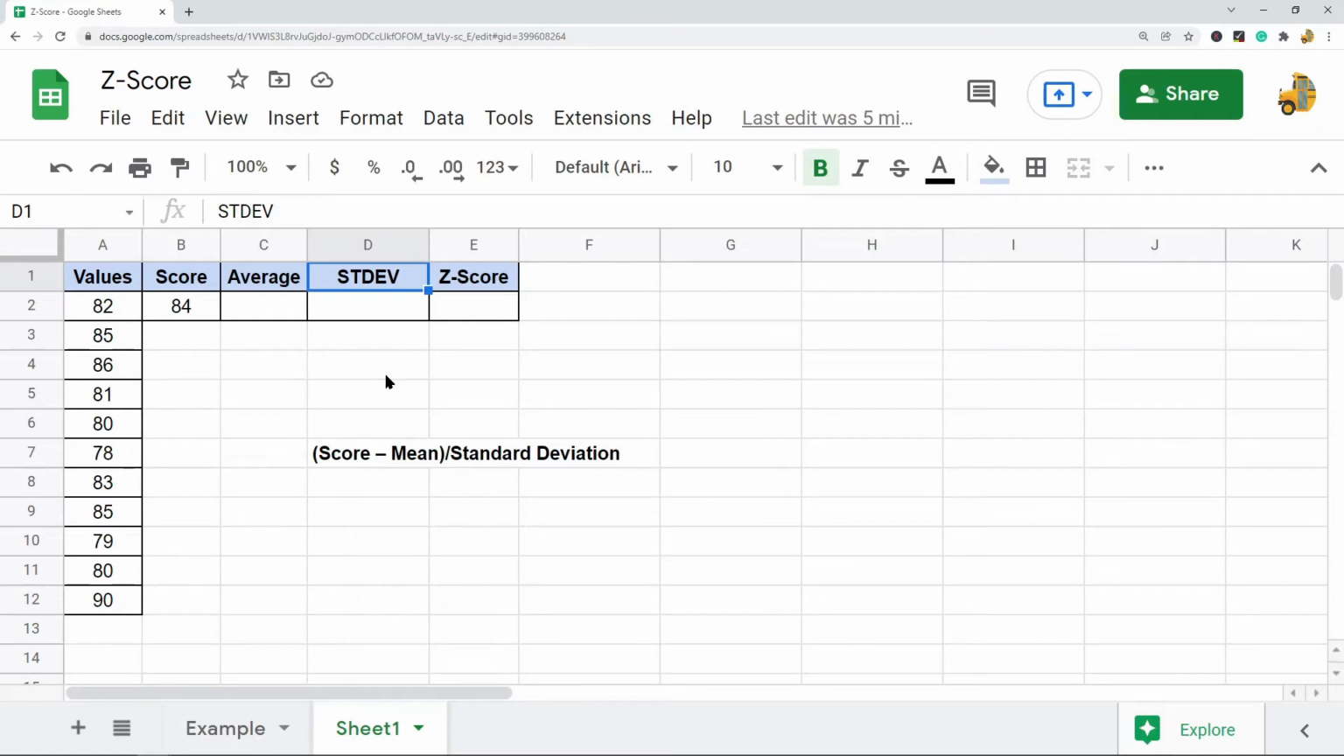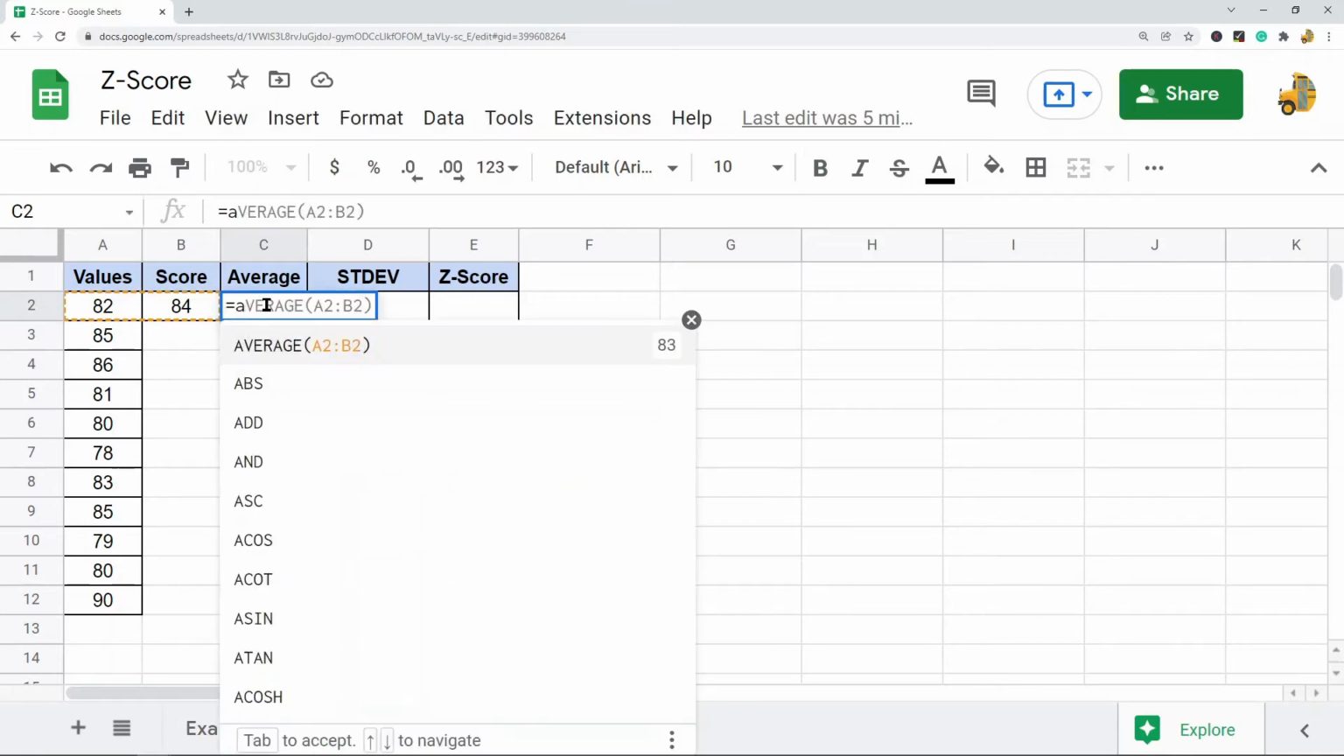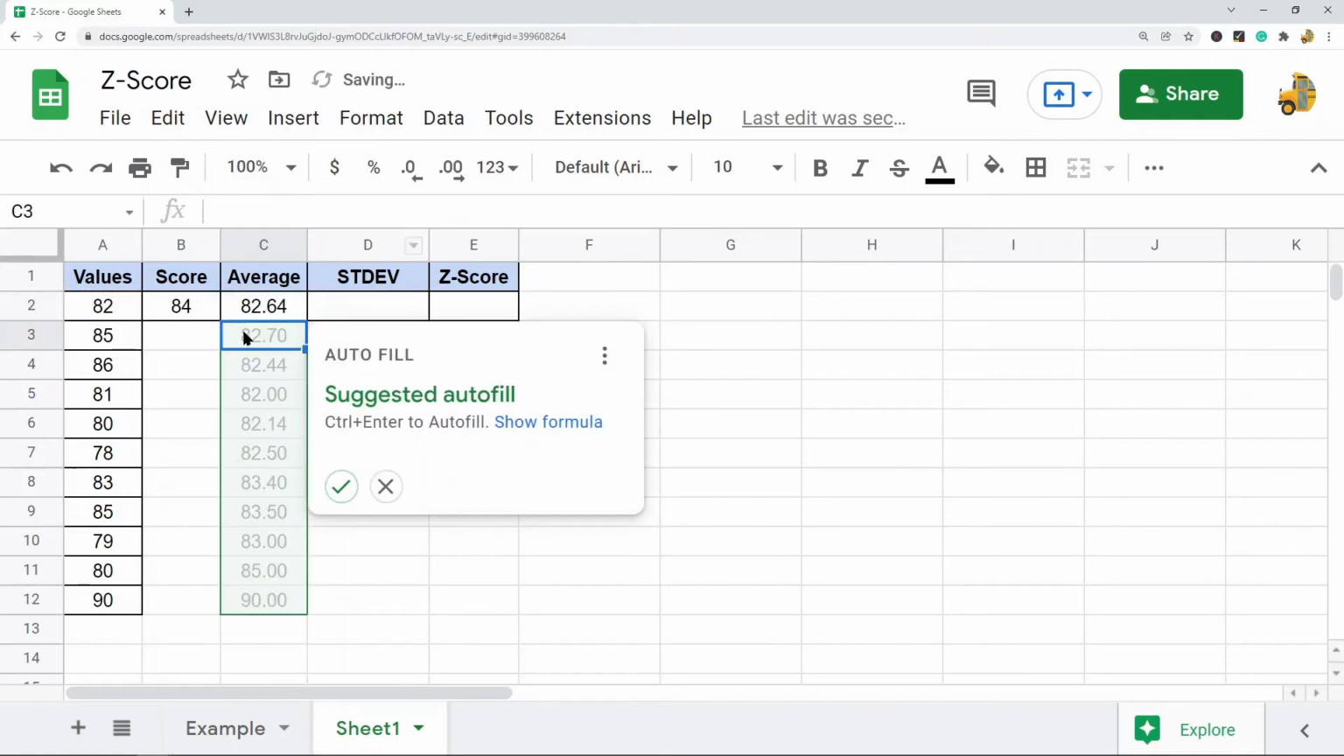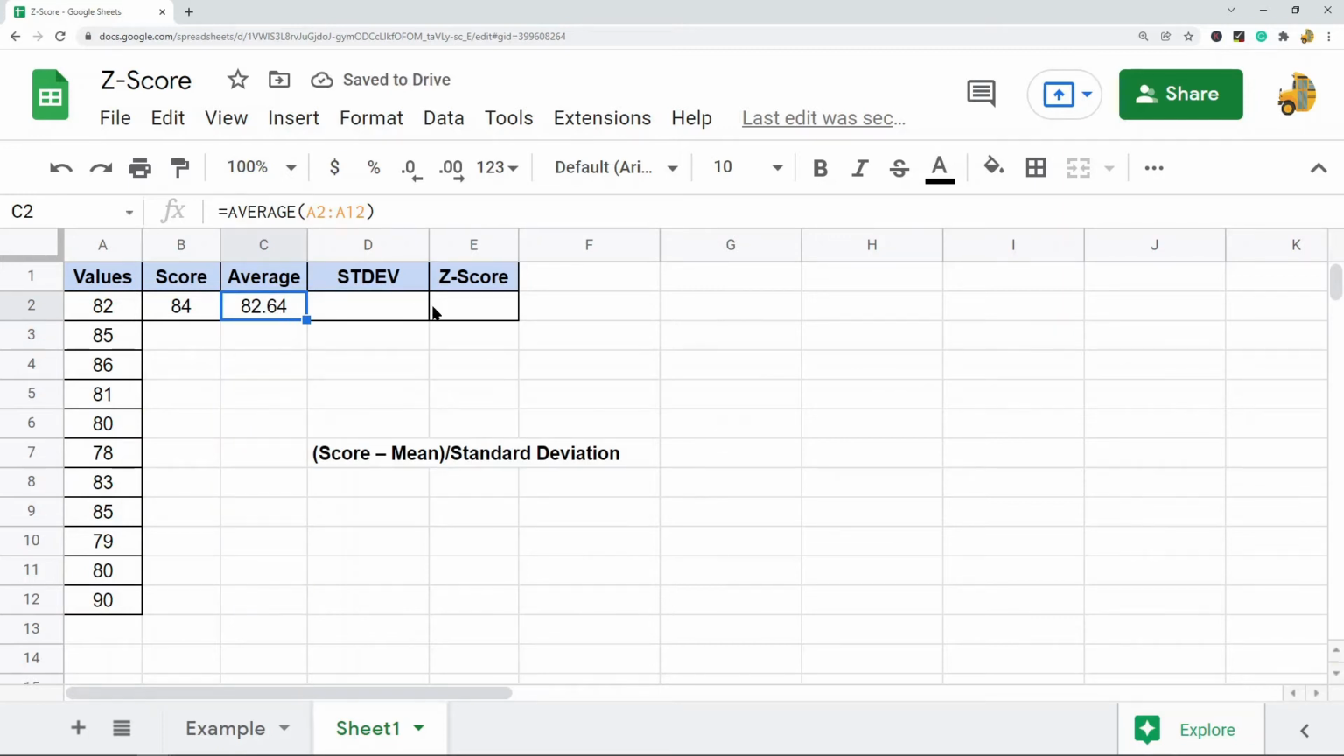So we're going to use a few functions. The first function we're going to use is the average function to find the average or the mean. That is a pretty simple function, average, and then you just put in your range that contains the data that you're trying to find the average for. So average, and then put in your data range, and now this is the mean or the average for my data.